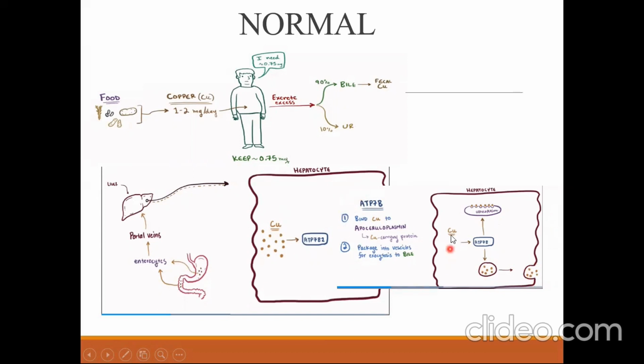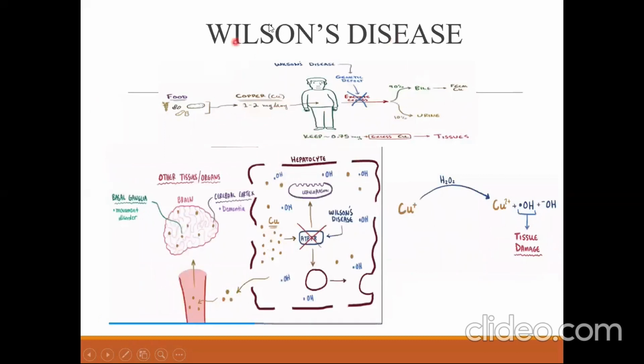So ATP7B has two major functions. One is it binds the copper to apoceruloplasmin to form ceruloplasmin, a copper carrying protein. The second is it packages the copper into vesicles so that it gets exocytosed into the bile. In case of Wilson's disease, what happens?